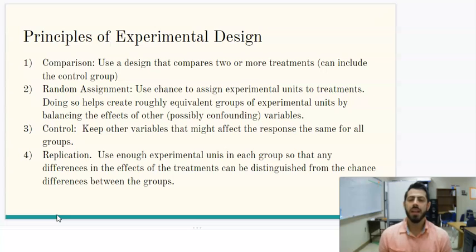And it also helps balance the effects of other possibly confounding variables, right? If you're using random assignment to sort from one group into the other, then if there's anything underlying that is having an effect, we can get rid of that potential effect on our treatment, right?